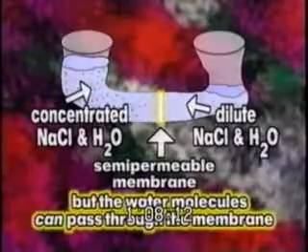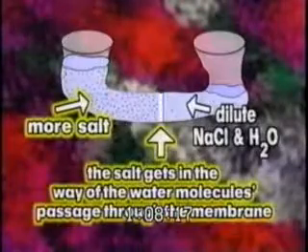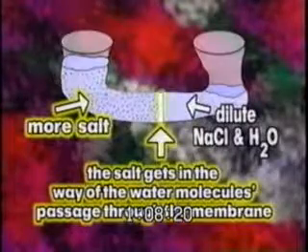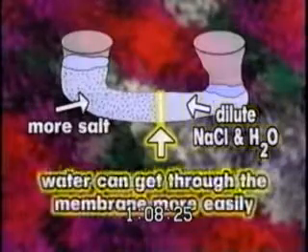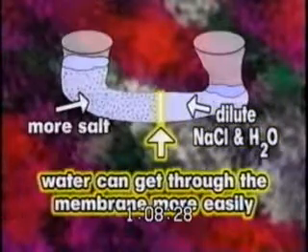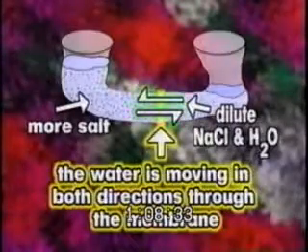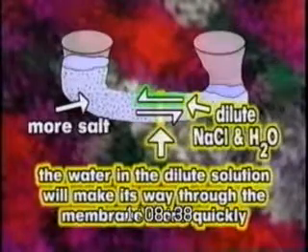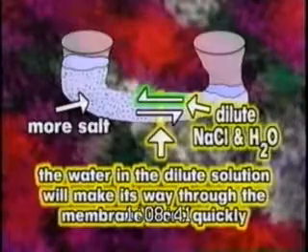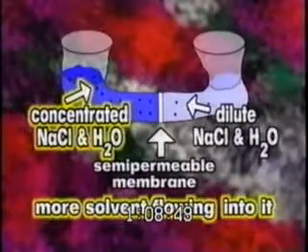through the membrane. The more concentrated solution has more salt floating around in it, and the salt gets in the way of the water molecules' passage through the membrane. The dilute solution has less salt in the way, and water can get through the membrane more easily. So it does. Although the solvent, which is the water, is moving in both directions through the membrane, the water in the dilute solution will make its way through the membrane more quickly than the water in the concentrated solution. So the concentrated solution is going to have more solvent flowing into it than the dilute solution will.